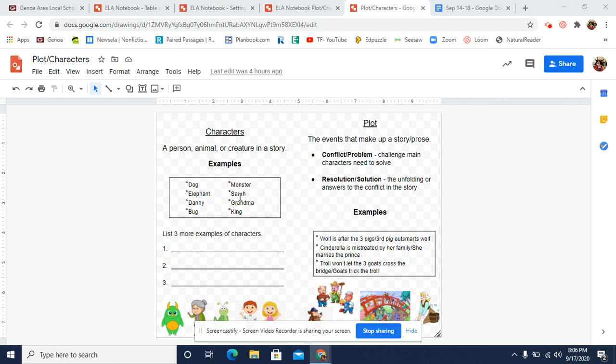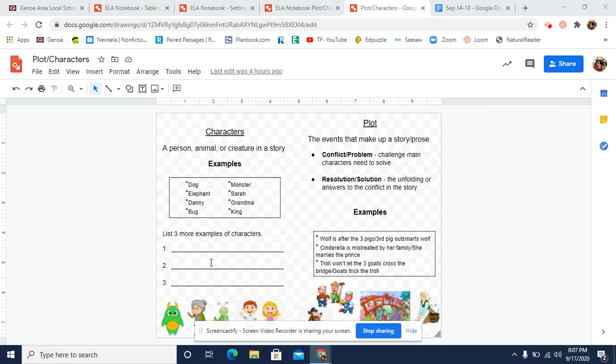So what I want you to do is just give me 3 examples, just like we did before with the setting. I want you to do the same thing. Just write down 3 of your own examples of different characters in a story. You can go ahead and pause this and fill out the 3 blanks. Okay, so hopefully you paused it and you filled out whatever 3 you have.